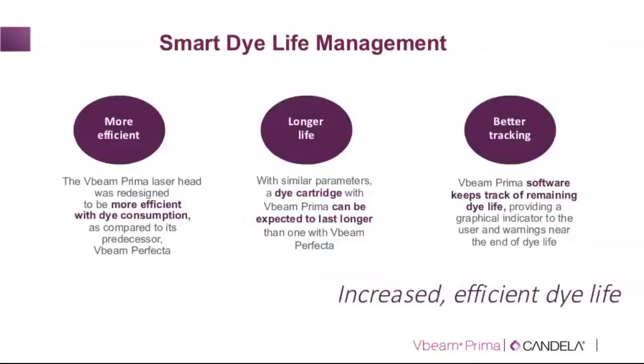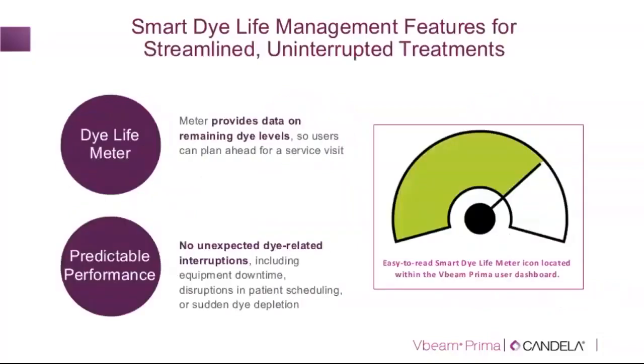So far, two key things about the Vbeam Prima: the dual wavelength of 595 and 1064, and two methods of cooling, the DCD, which is a patented method of cooling of Candela, and the Evercool contact cooling. One of the other very important things is the rhodamine dye that is used in the pulse dye laser 595 components of the Vbeam Prima, which is more efficient, lasts longer, and more importantly, you will be able to track the amount of dye that is left.